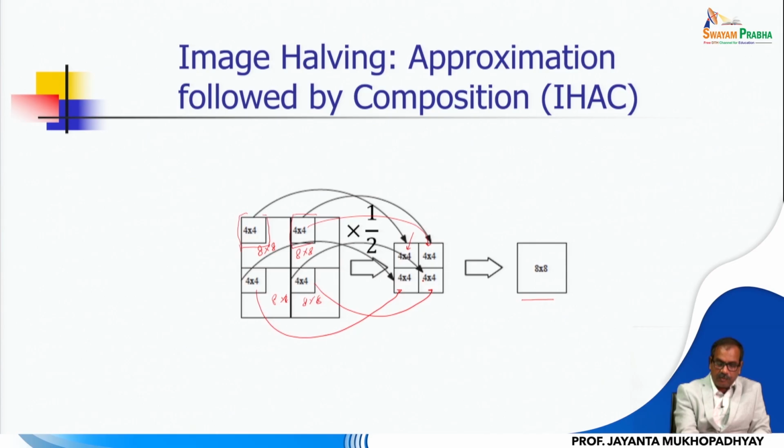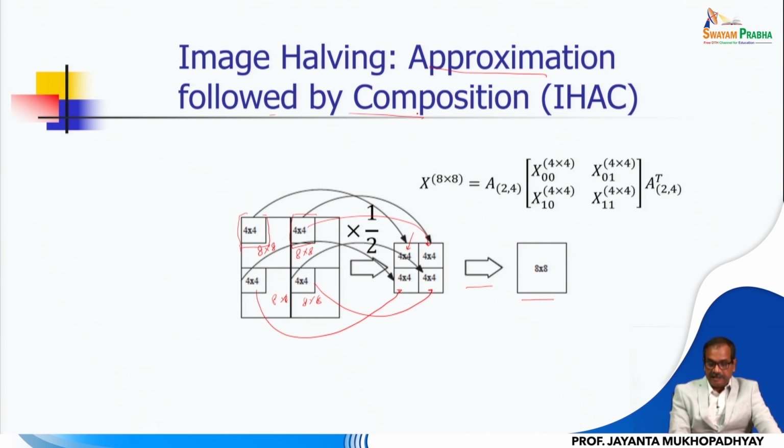Now, these 4 cross 4 blocks I can merge into an 8 cross 8 block. So, you see that first what I did was approximation. This is a subband approximation, and after that this operation is composition. That is why it is approximation followed by composition, and mathematically I can write it in this way. I can take these blocks by approximations and then perform these compositions. This is how I can perform the image halving operation.